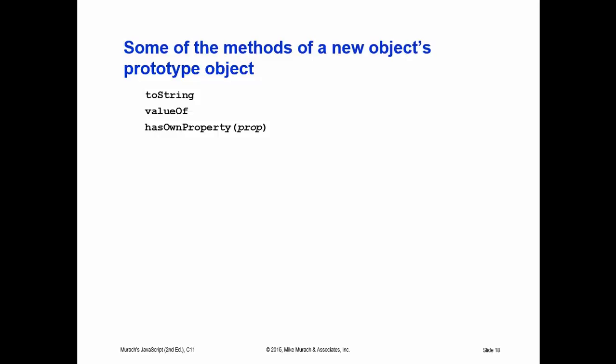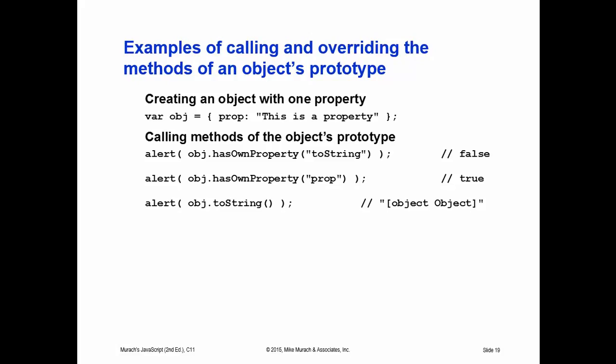There are going to be some examples shown right here. You'll notice toString returns a string that represents the object. valueOf returns the primitive value of the object. And hasOwnProperty returns a Boolean value indicating whether the specified property is defined directly on the object rather than on the prototype. So here are some examples of calling and overriding the methods of an object's prototype.